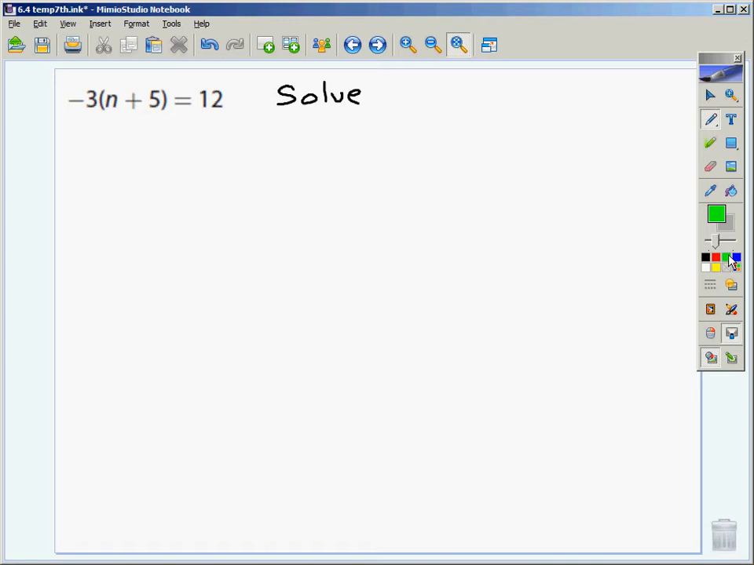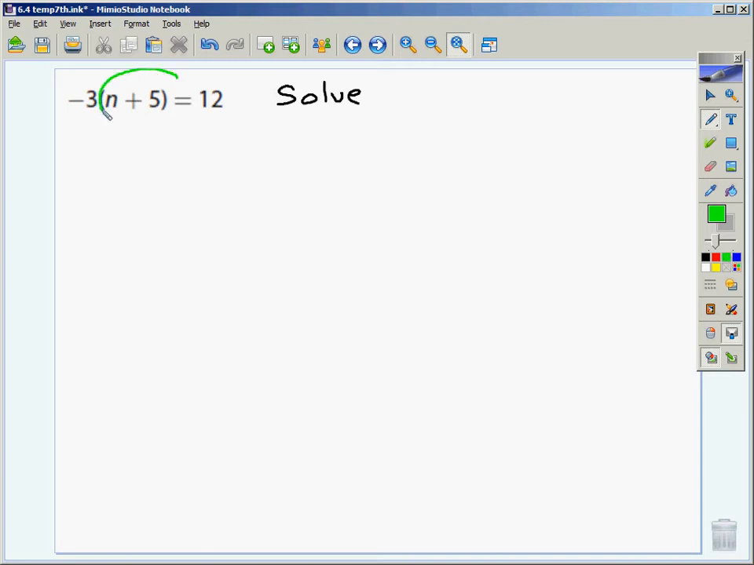Listen, I have to get what by itself? The variable. I work through order of operations backwards. What's the beginning of order of operations? Parentheses. Next is what? Exponents. Next is multiplication and division. Next is addition and subtraction.